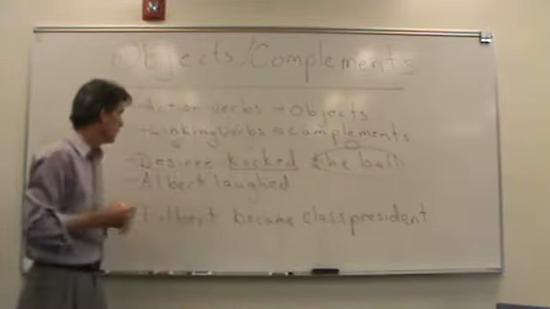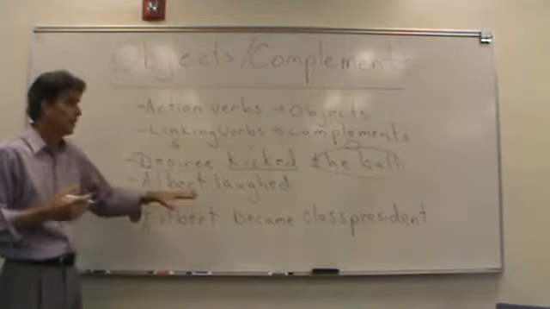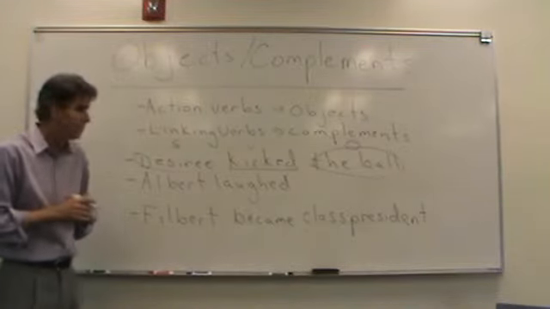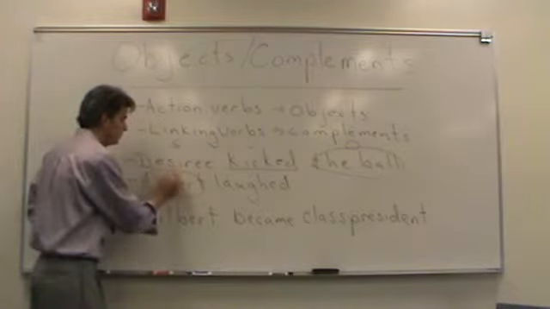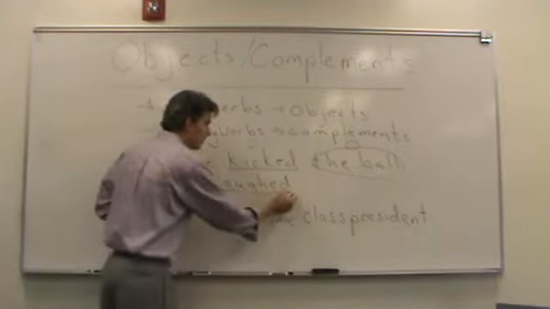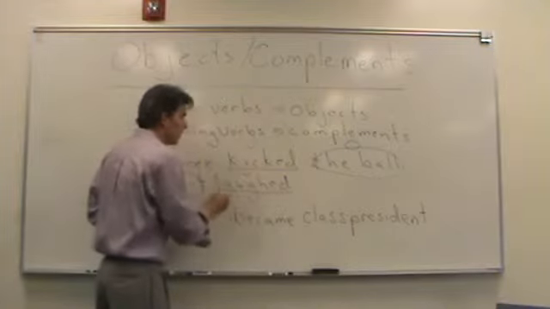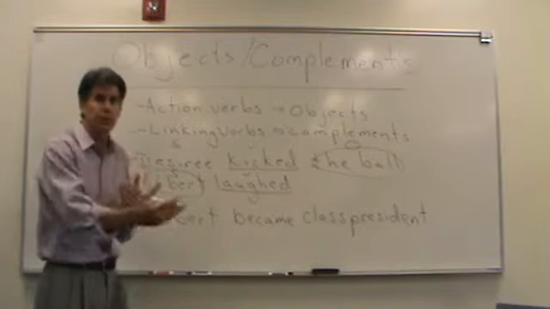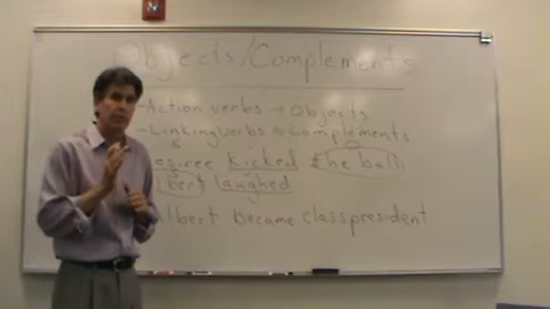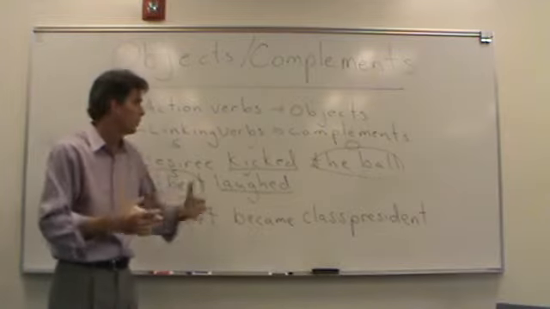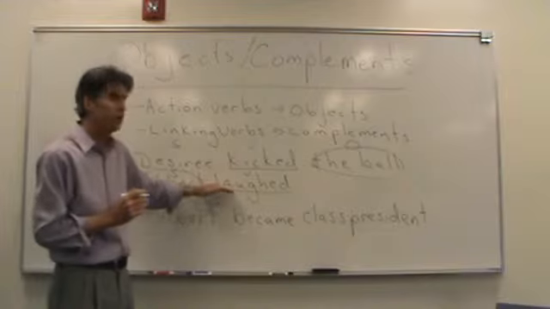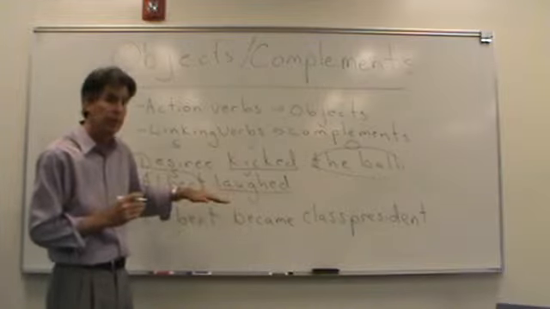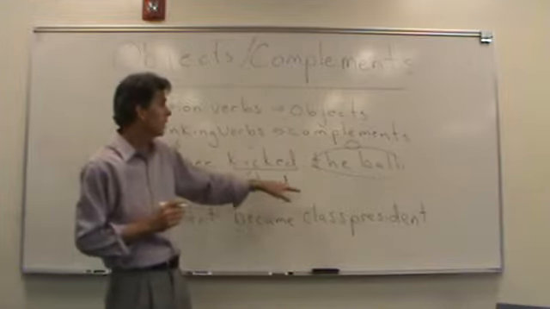Okay? Now the next one is Albert laughed, as simple a sentence as you can get. Albert is your subject. Laughed is your verb, clearly. And you don't laugh something. You don't laugh a joke. You don't laugh the way you kick a ball. Okay? So this is what's called an intransitive verb. It's not taking an object.